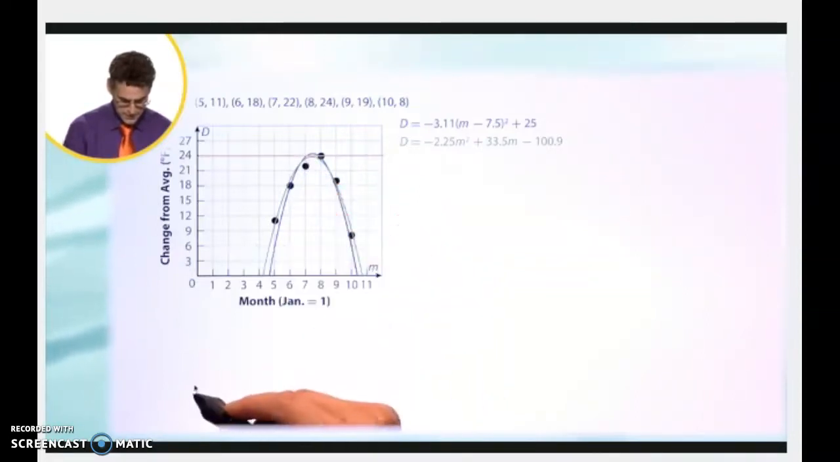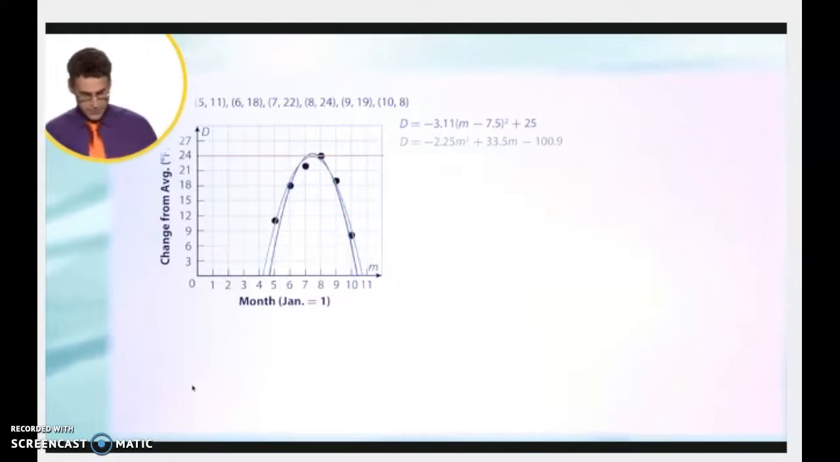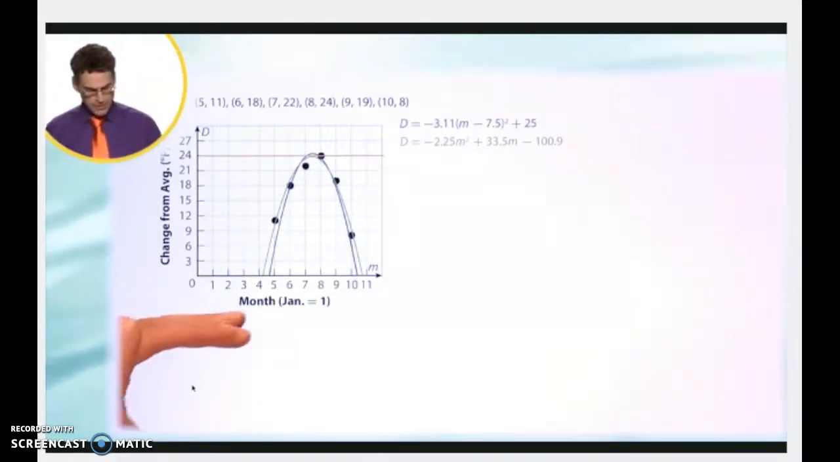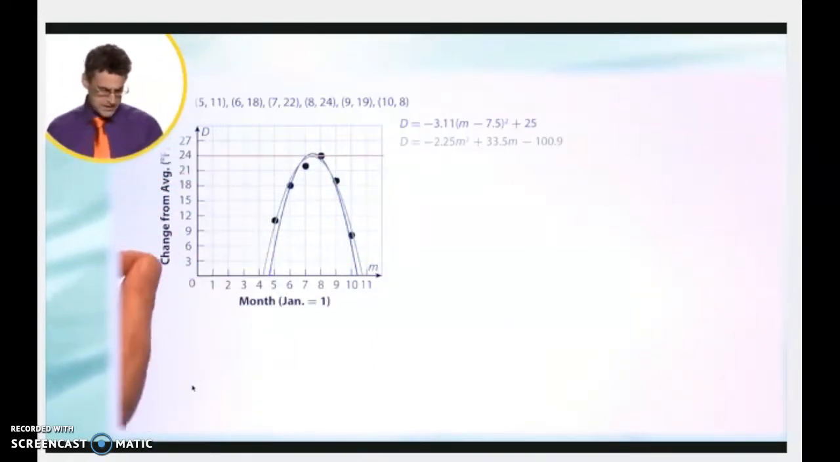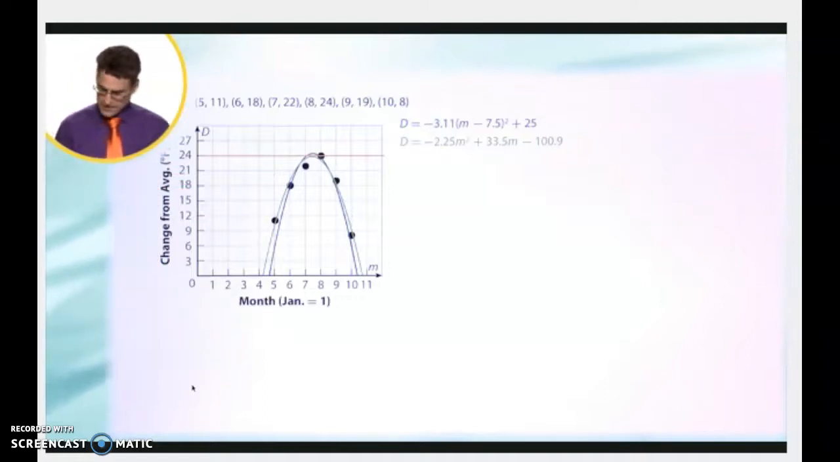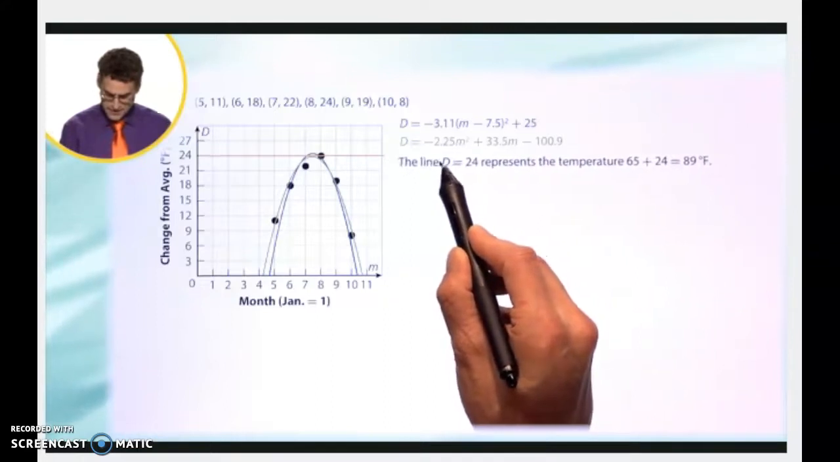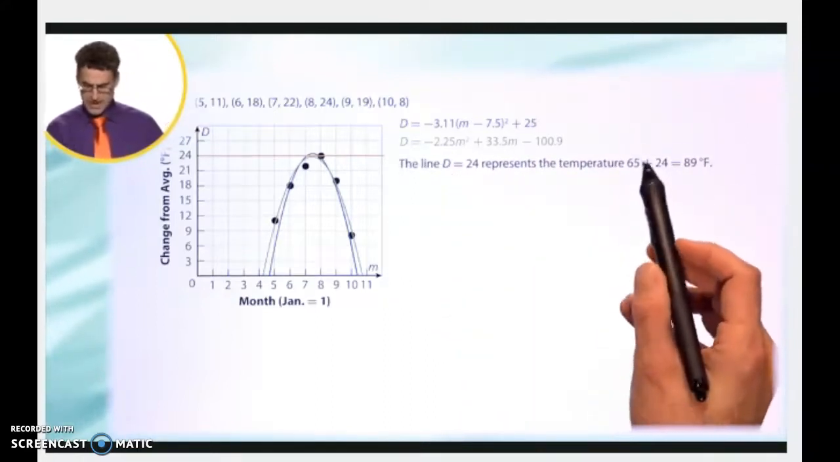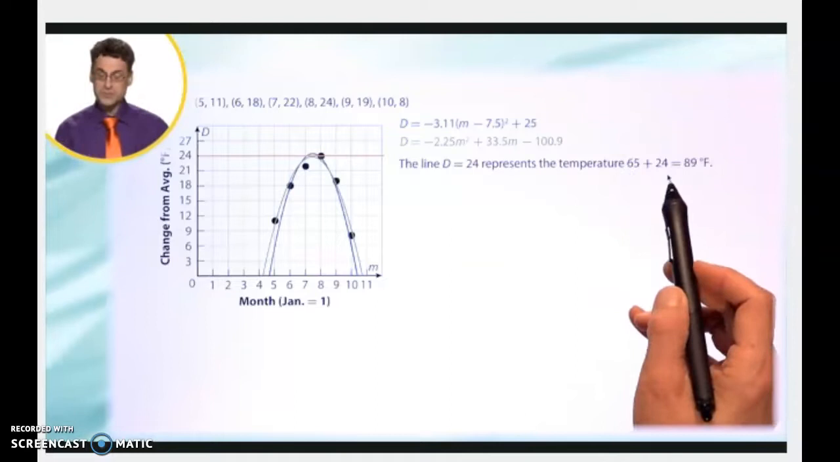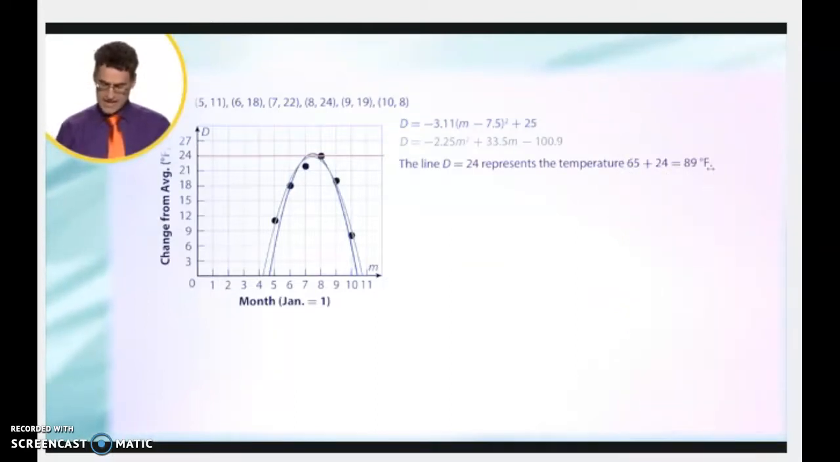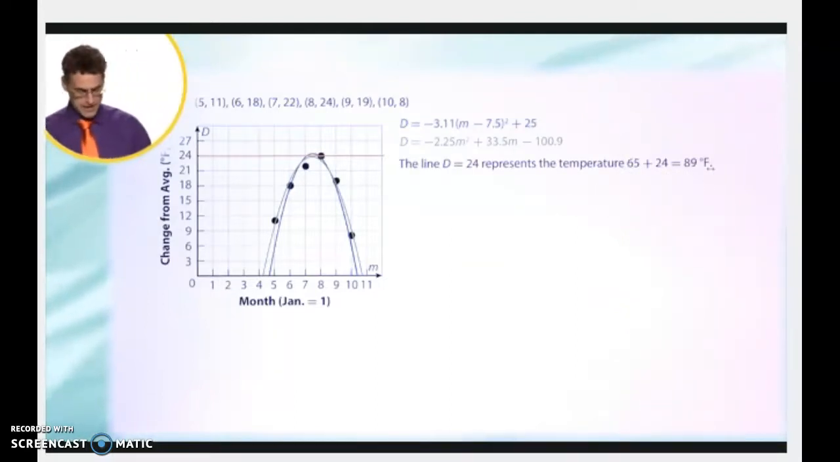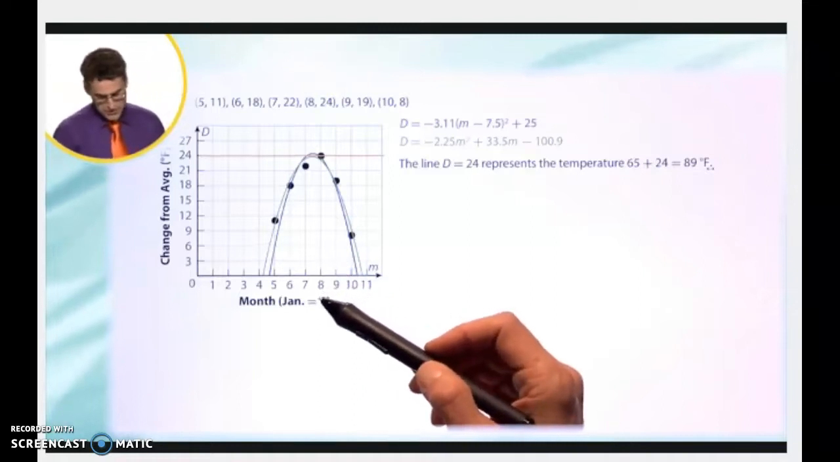Oh, and there it is. So when you look at that line, what does that represent? Well, remember, that 24 degrees is the change from the average, and so what that represents is the temperature, because remember the average is 65, so 65 plus 24 equals 89 degrees Fahrenheit. And when you look at the two curves, what do you see?